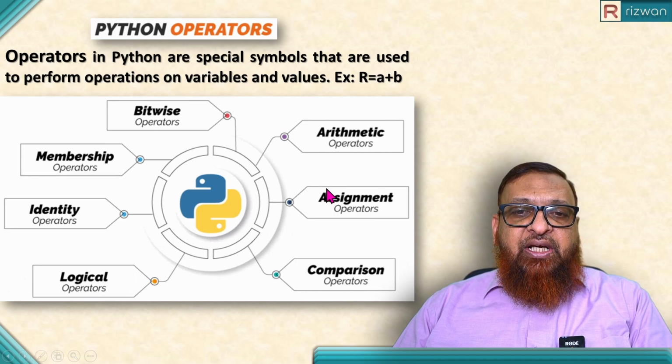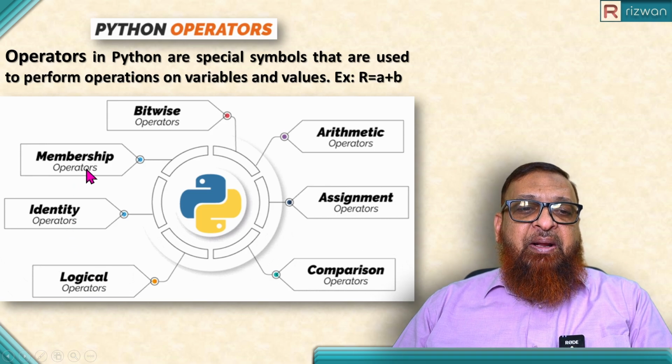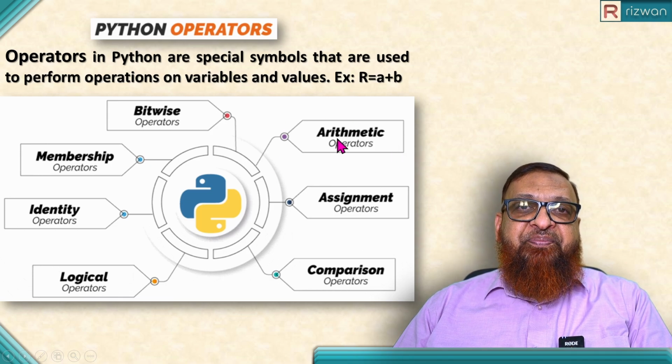Now we have so many operators like arithmetic operators, assignment operators, comparison operators, logical operators, identity operators, membership operators and bitwise operators. Apart from these, there are many other operators that we are going to see later. Now we will concentrate only on arithmetic operators.